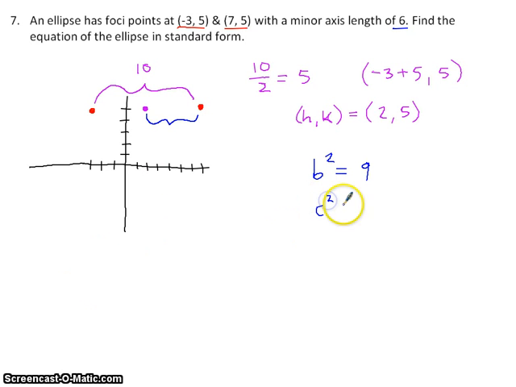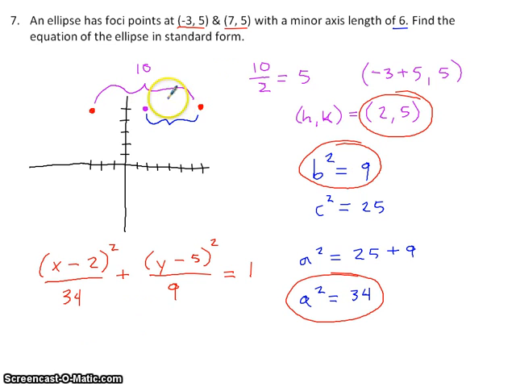That means that c squared is equal to 25. I have b squared and c squared, so I can find a squared. A squared equals b squared plus c squared, and that means that our a squared is 34, and we have everything that we need for the equation. So the a squared is underneath the x squared because the major axis is parallel to the x-axis, and the minor axis is parallel to the y-axis.